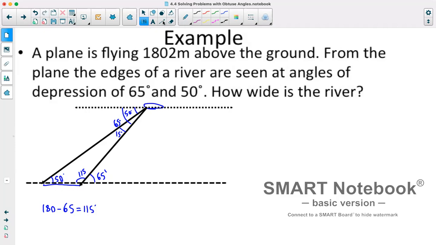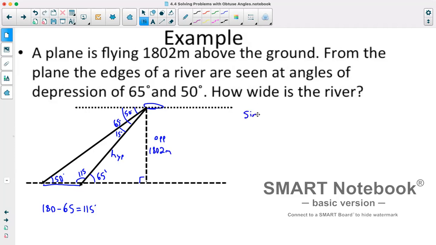So one thing that's going to help us is this height that we have of 1,802 meters. So we only have one angle of this triangle. So if this is our angle, this would be our opposite side, and we want to get this hypotenuse. That way we've got one side of this triangle.